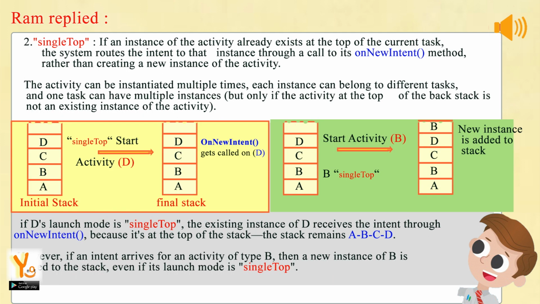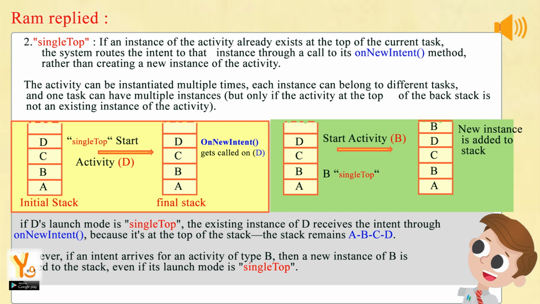2. Single top. If an instance of the activity already exists at the top of the current task, the system routes the intent to that instance through a call to its onNewIntent method, rather than creating a new instance of the activity. The activity can be instantiated multiple times, each instance can belong to different tasks, and one task can have multiple instances, but only if the activity at the top of the backstack is not an existing instance of the activity.